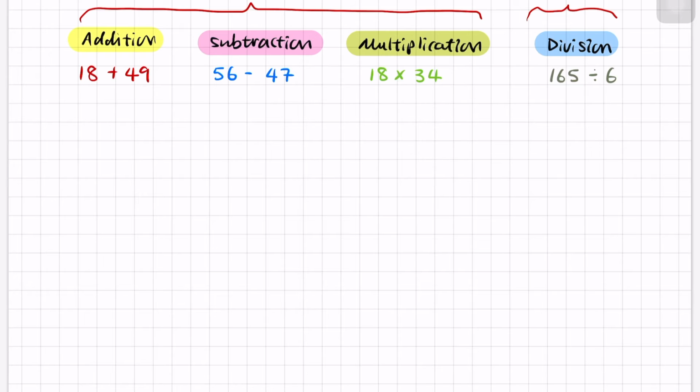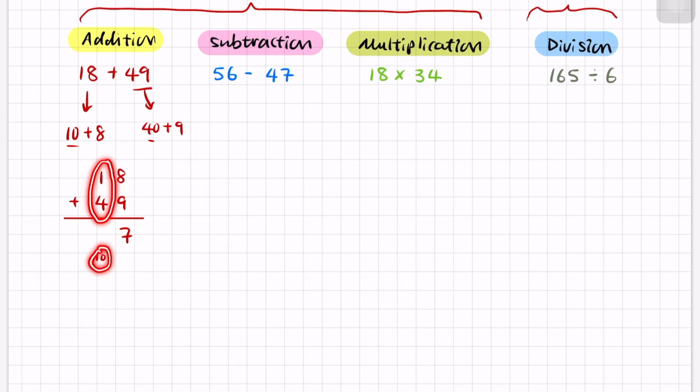The key point about using the column method is that you have to make sure your ones and tens are lined up. 18 is actually 10 plus 8. 49 is 40 plus 9. Therefore, 10 and 40 should line up, and 8 and 9 should line up. Now we can work out the answer. 8 plus 9 is 17. 7 carry 10. 10 add 40 is 50. Add 10 is 60. Therefore, the answer is 67.